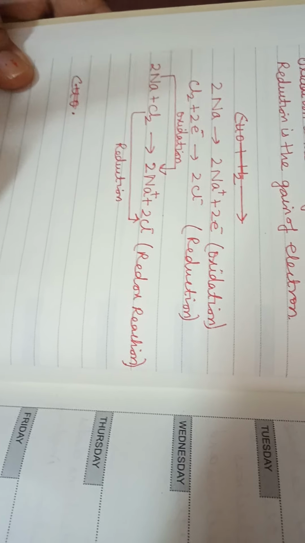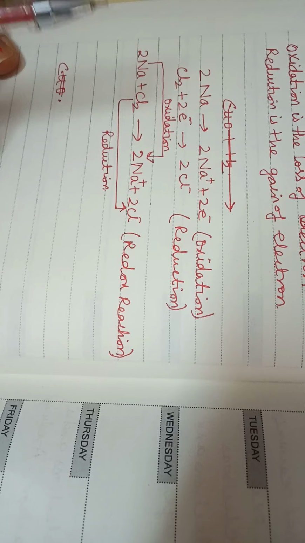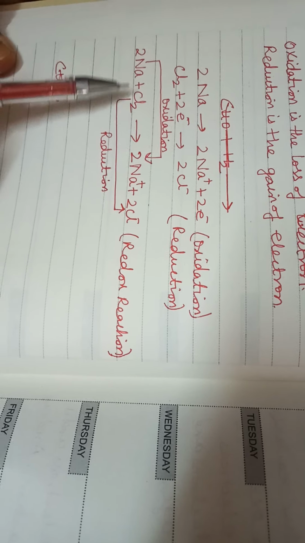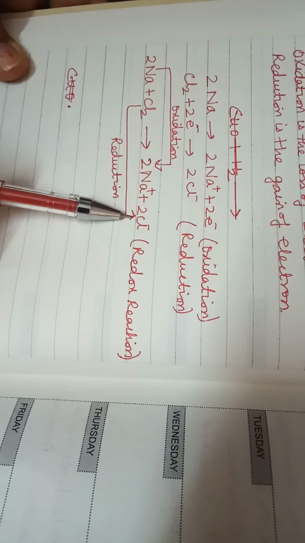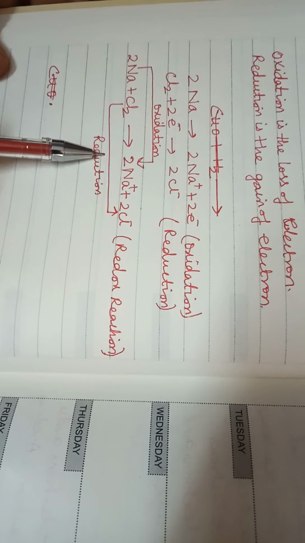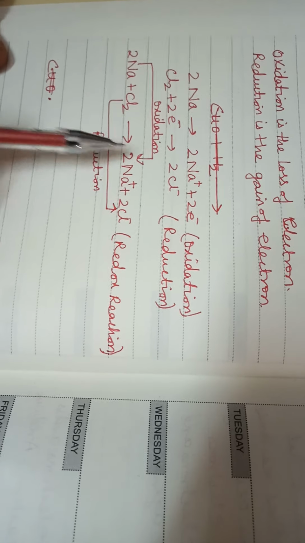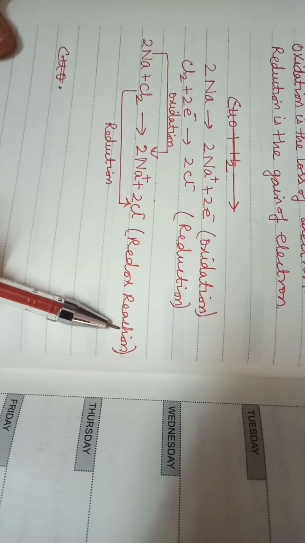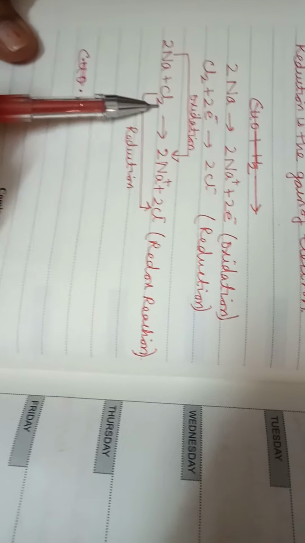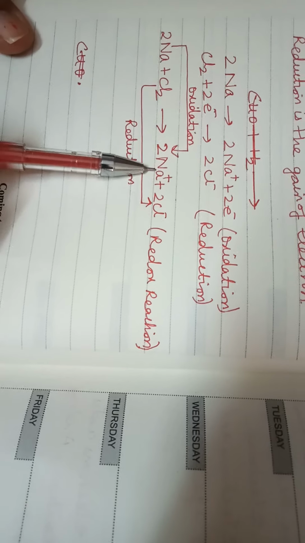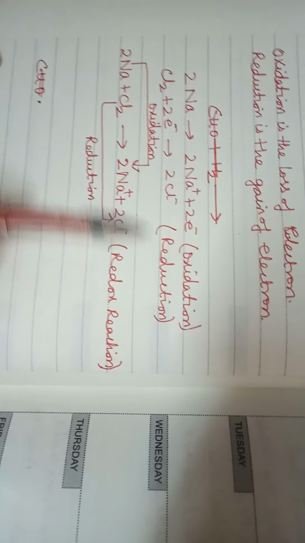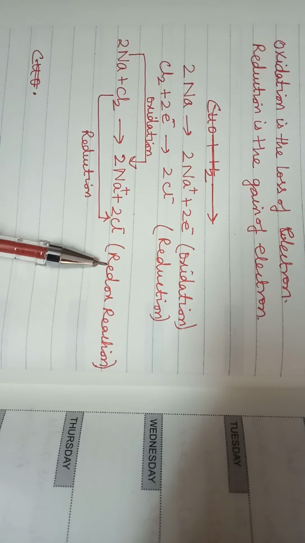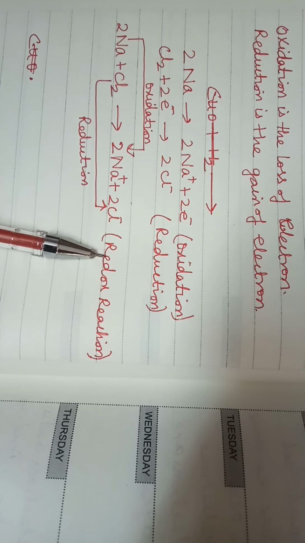If we combine these reactions into one, we write 2Na plus Cl2 gives 2Na+ plus 2Cl-. When oxidation and reduction take place simultaneously in a reaction, that is known as a redox reaction. So 2Na plus Cl2 forms 2Na+ 2Cl-, and in total it is known as a redox reaction.